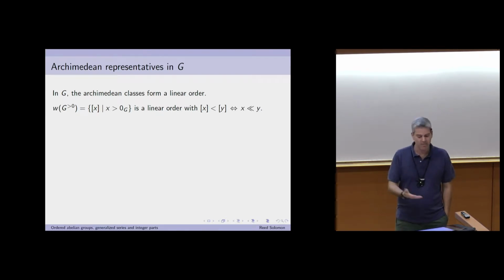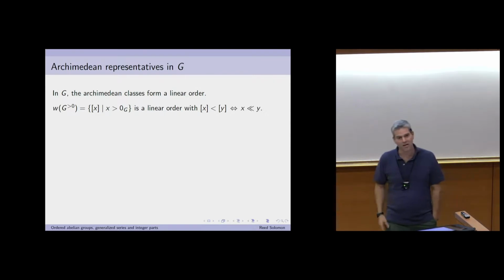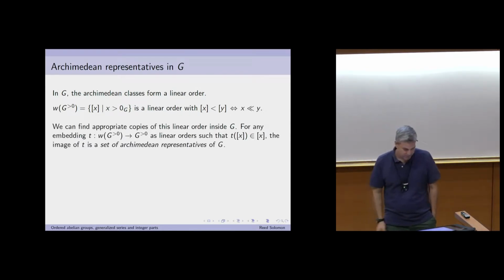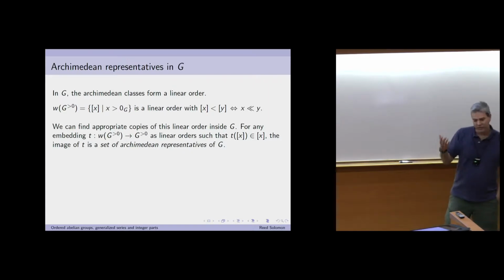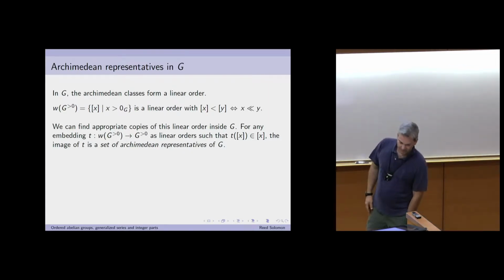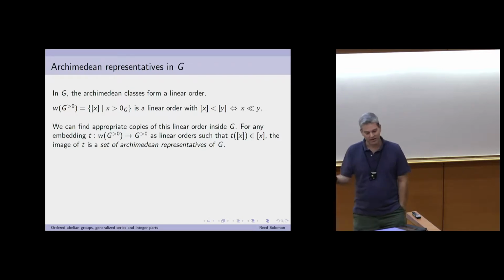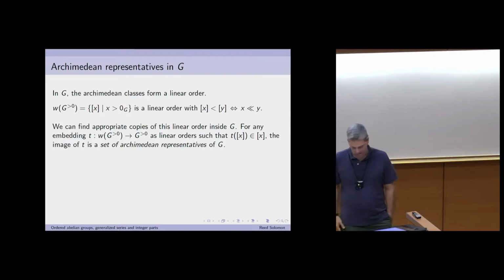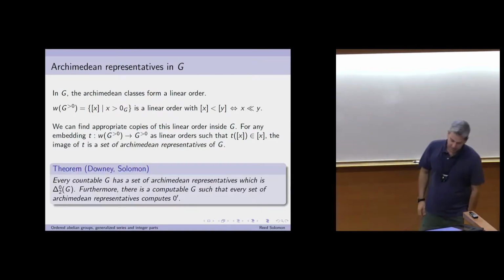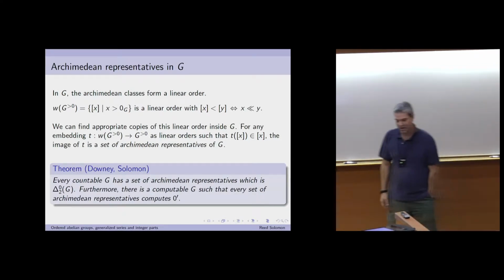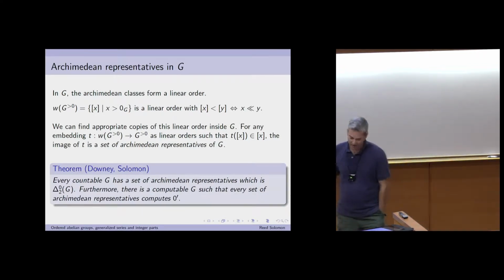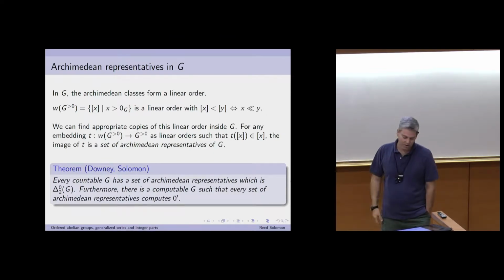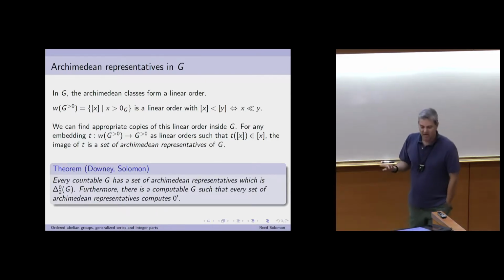I'm going to, again, order them in this natural way at the beginning, although later we'll flip this upside down. And again, it's useful to work with copies of this linear order of the Archimedean classes inside the group. You can just fix embeddings to pick out representatives of each Archimedean class. A very simple result that Rod and I did, as part of this analysis for Hahn's theorem, one of the first very simple steps, is to say you can have a set of Archimedean representatives that's delta 2, and you can't do better than that.